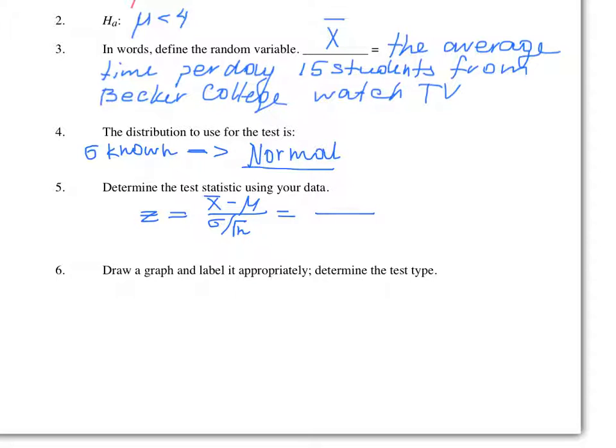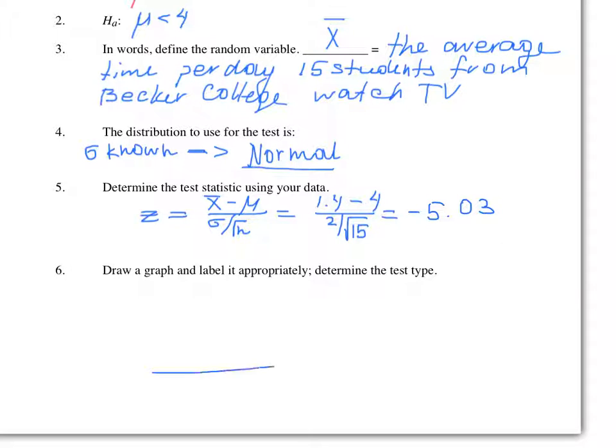So x bar in my case is 1.4, mu is equal to 4, and this mu is coming from H0. Sigma is 2 and square root of 15. Okay, so let me calculate it real quick. The calculator shows negative 5.03. Well, at this point, I'm pretty sure that I'm going to reject H0, right? So this z-score is really small.